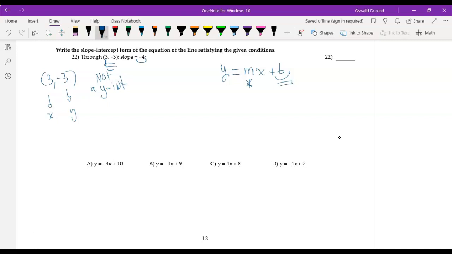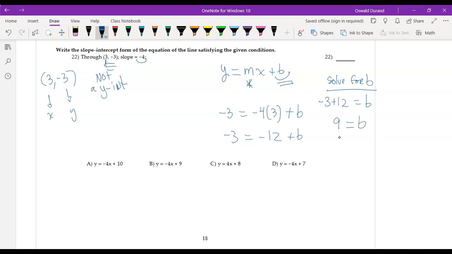So let's do that. y is equal to -3, m is equal to -4, x is equal to +3, and b we don't know what it is. So we have -3 equal to -12 plus b. Now solve for b. All we have to do is add 12. So it's going to be -3 plus 12 equal to b. And that's 9. So b is equal to 9.